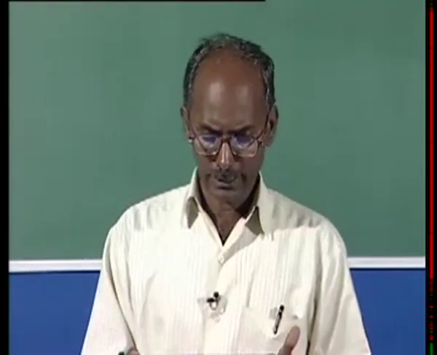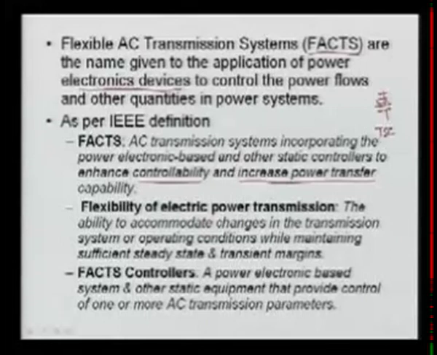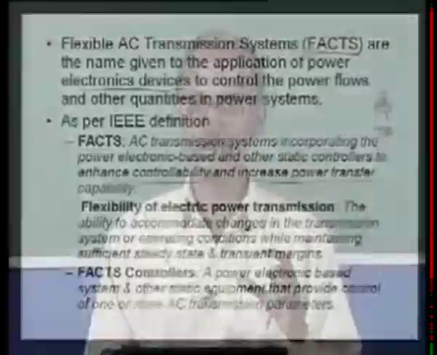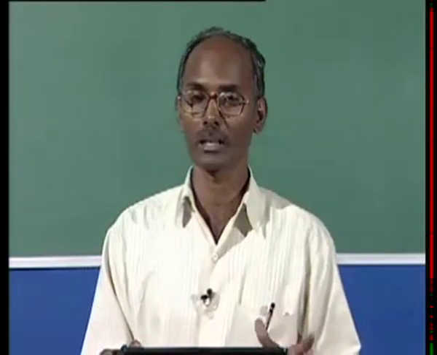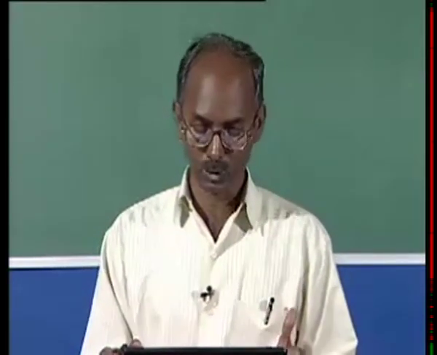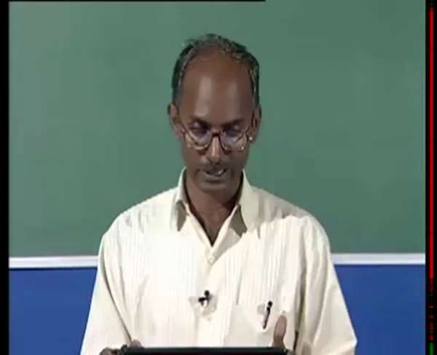The flexibility of electric power transmission is defined as the ability to accommodate changes in the transmission system or operating conditions while maintaining sufficient steady state and transient margin. Flexibility here is related to how much margin you have, steady state margin as well as transient margin. Whenever there is a severe disturbance, the system goes into the transient region, and then how much margin do you have so that you can operate your system efficiently.